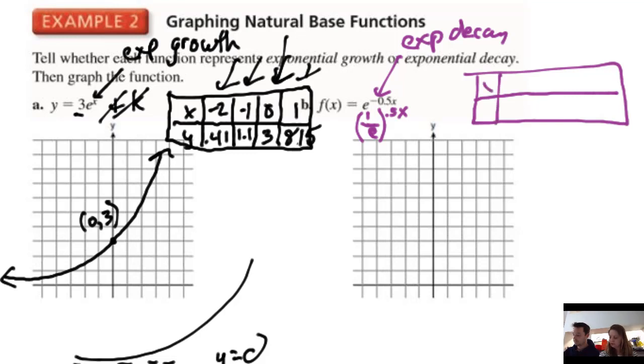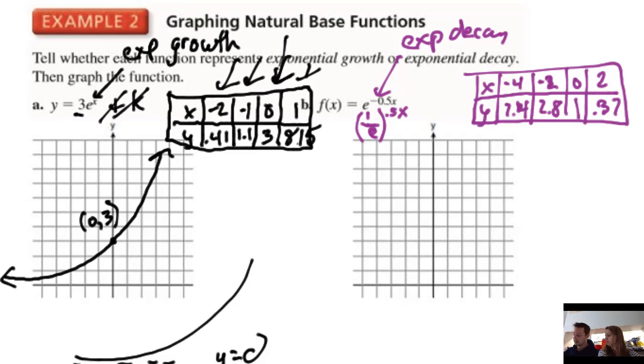So here we have an x value of negative 4, translates to 7.39. I'm going to do 7.4. An x value of negative 2, 2.8. An x value of 0. This one you should be able to get. It's 1. An x value of 2 is 0.37.